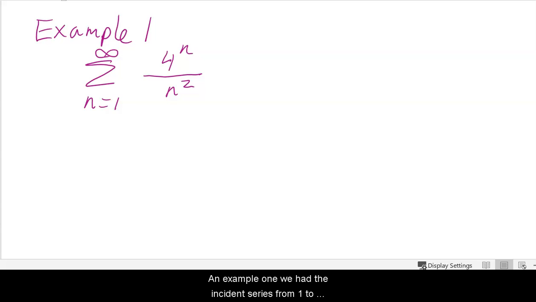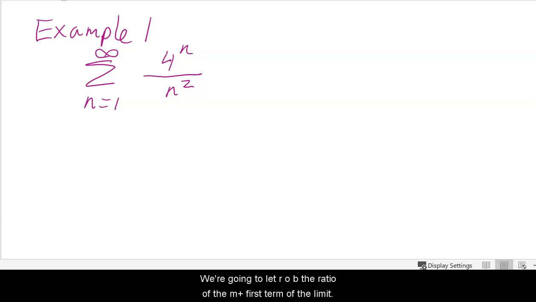In example 1, we have the infinite series from 1 to infinity of 4 to the nth power divided by n squared. In this case, we are trying to determine whether or not this series converges. That is, does the infinite sum have a finite value, or is it divergent? We can use the ratio test. In this particular series, 4 raised to any power will be strictly positive, and anything squared is also positive, so that we know that these terms are all positive. In this case, it's not necessary to use the absolute values, but it is not wrong if you do so.